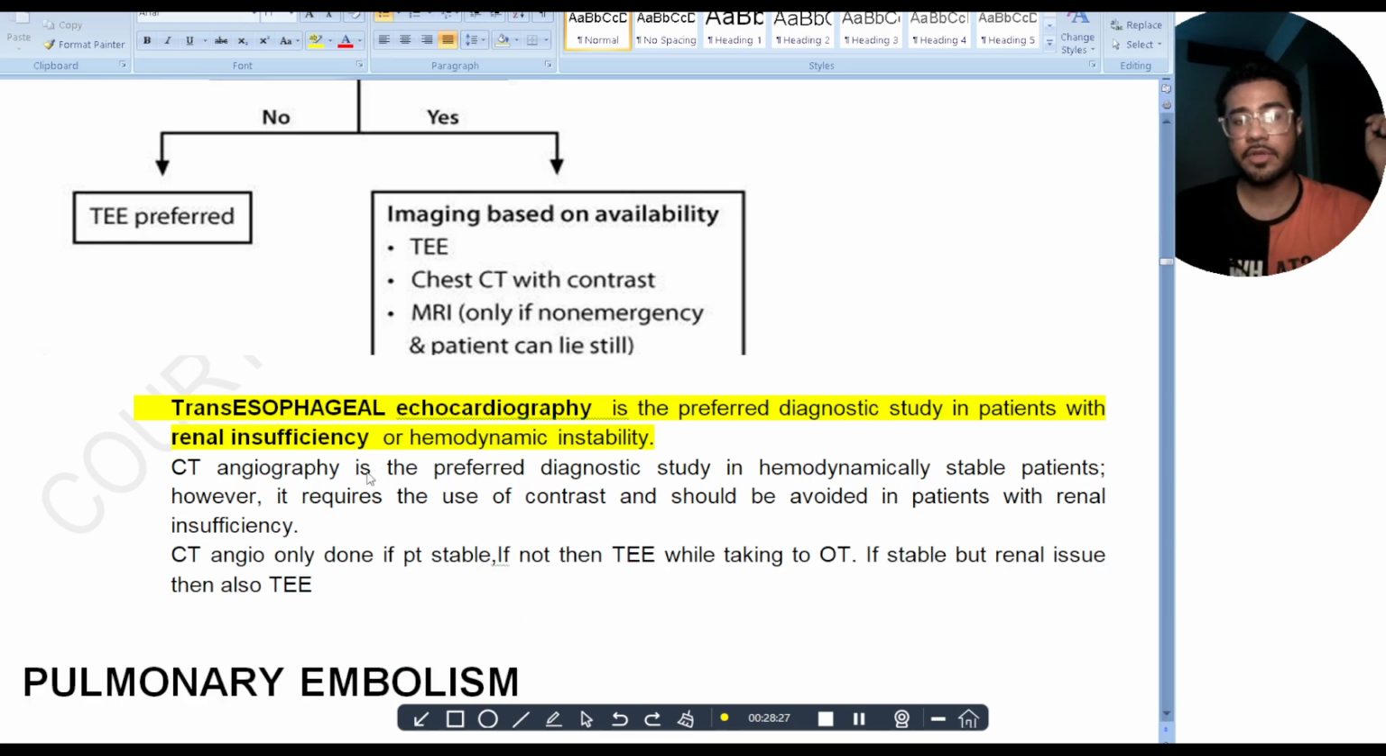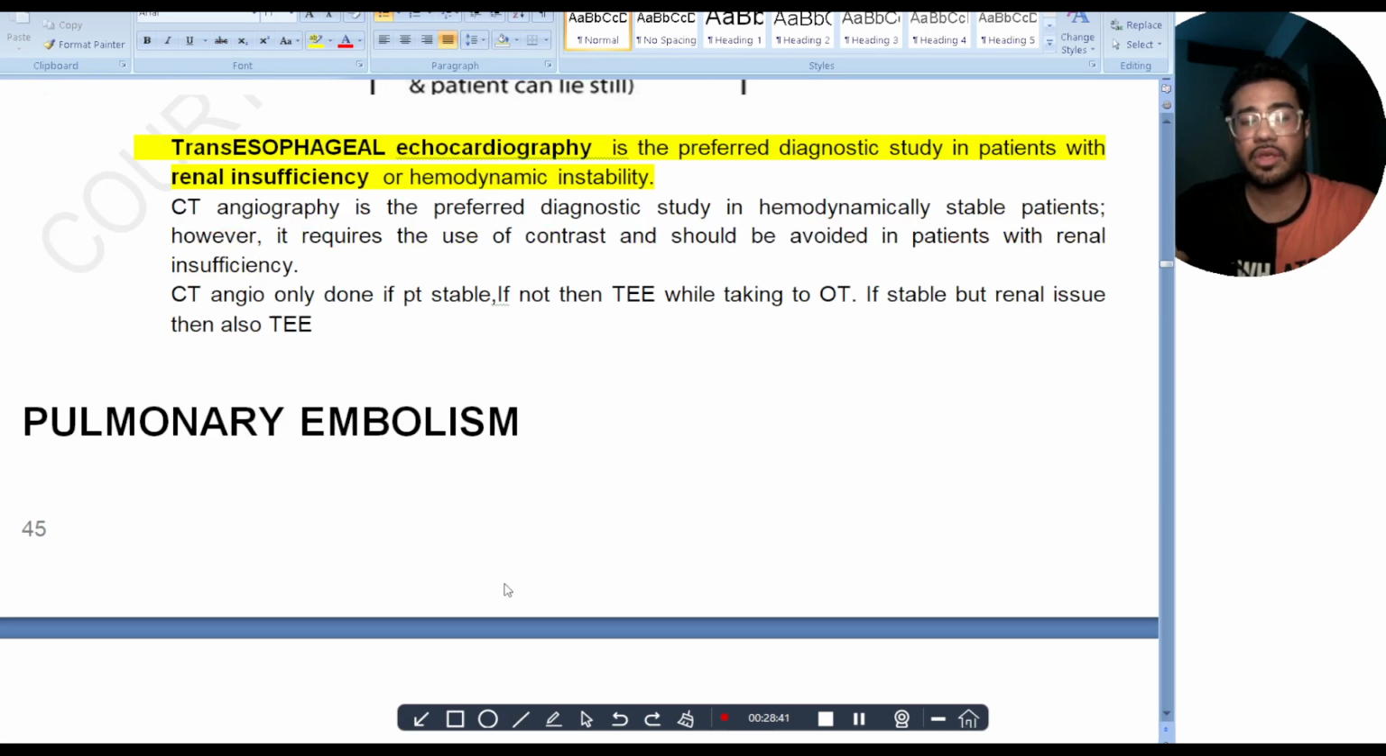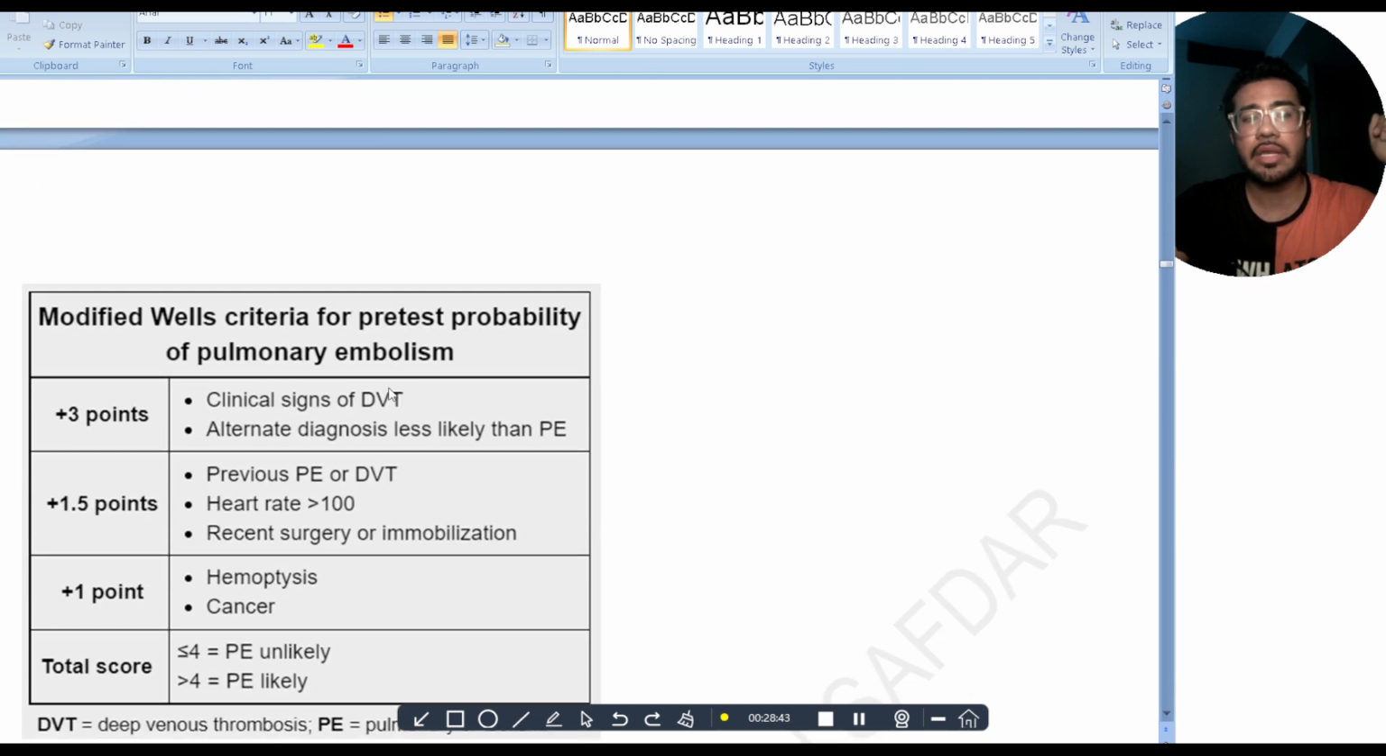So I have summarized it really well here. CT angio is only done if the patient is stable. If not, then transesophageal echo while taking to OT. If stable but with a renal issue, then also transesophageal echocardiography. So this summarizes everything really well. Let's move on to pulmonary embolism.